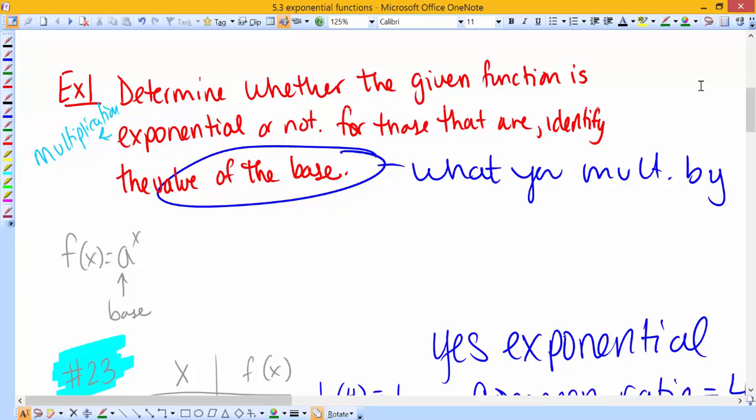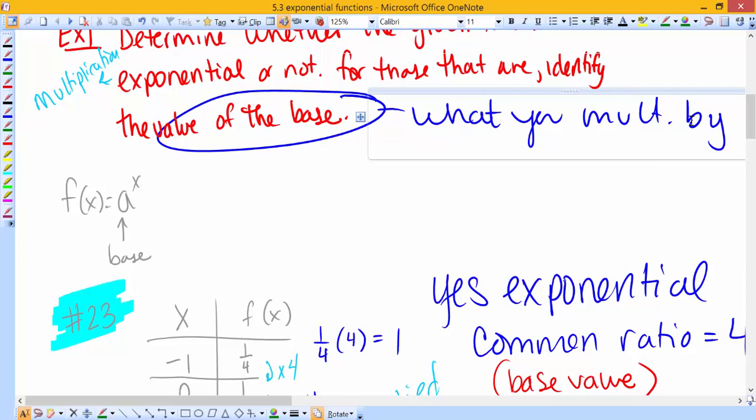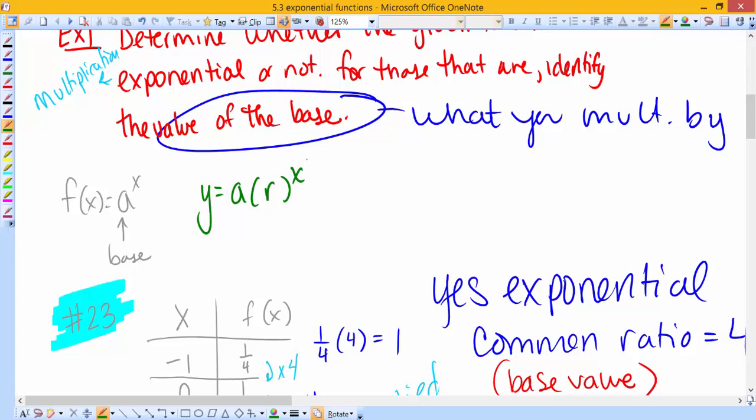determine whether the given function is exponential or not. That means when you're looking at the table, you are looking for multiplication. Is it increasing through multiplication from one term to the next every single time? And for those that are, identify the value of the base. That is what is being multiplied by. So again, this book uses f of x equals a to the x. You are used to y equals a times r to the x. We're looking for r, essentially.